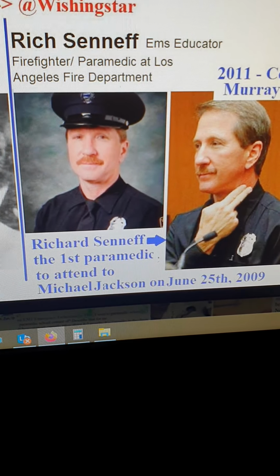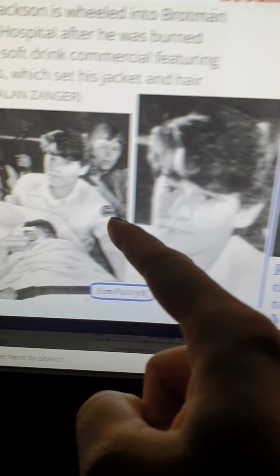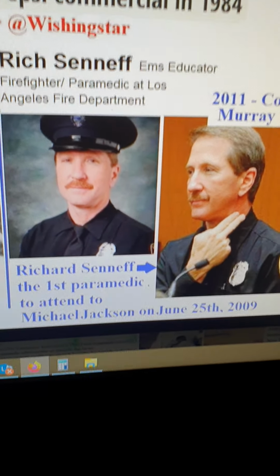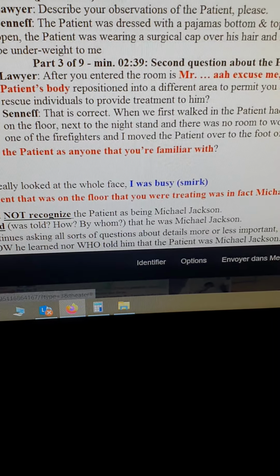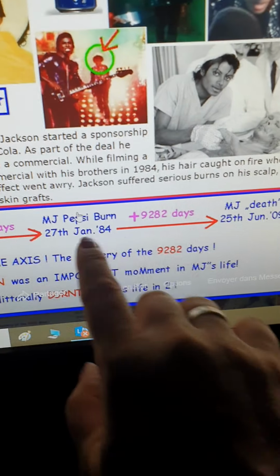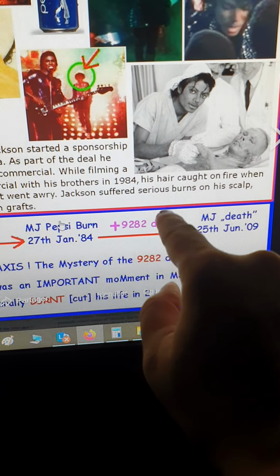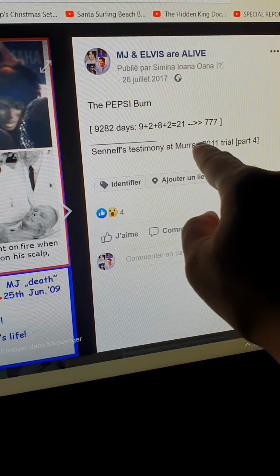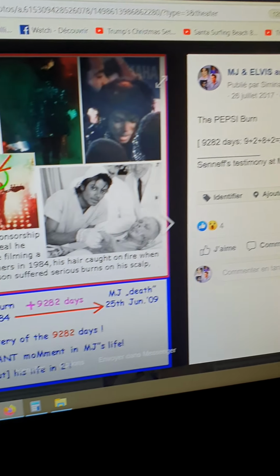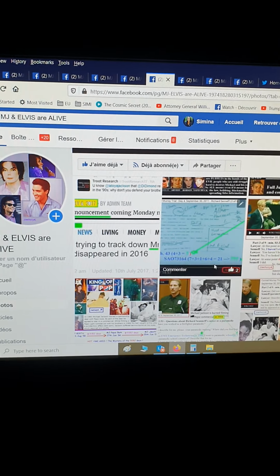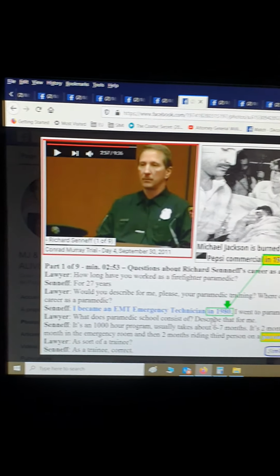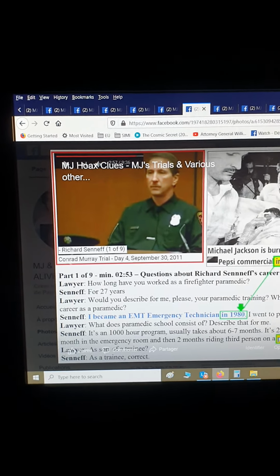So what would be the odds that the same paramedic that attended to him during the Pepsi accident would also attend to Michael the day he died, taking into account what I told you, that the days between the dates, between the Pepsi accident and his death, add up exactly to 21, which is 777. This is hard to wrap your heads around, I know. Let's see something else.